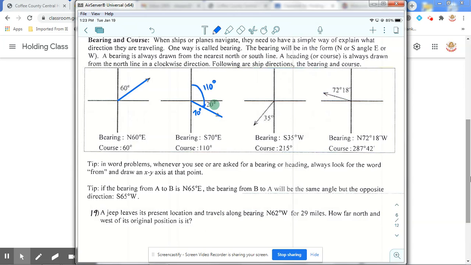The next one is south 35 degrees west. We start from the south and rotate 35 degrees toward the west. That'll be that angle right there. For the course, we start at 12 o'clock, or the north, and rotate 215 degrees in the clockwise direction. This was 35 degrees from the south toward the west. The other one is 215 degrees from 12 o'clock.